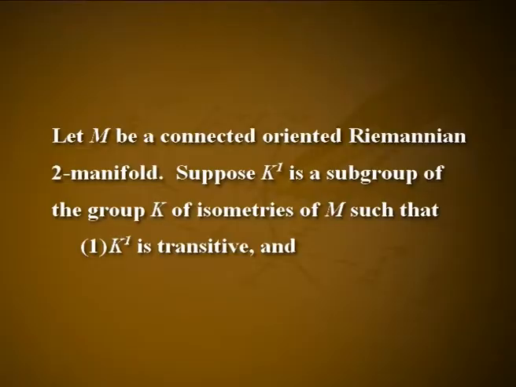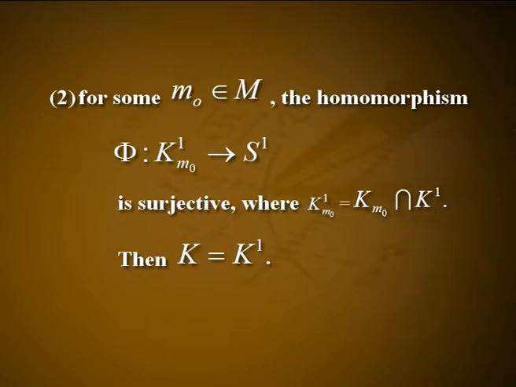Theorem 2. Let M be a connected oriented Riemannian 2-manifold. Suppose K1 is a subgroup of the group K of isometries of M such that, first, K1 is transitive, and second, for some m naught element of capital M, the homomorphism phi from K1 m naught to S1 is surjective, where K1 m naught is equal to K m naught intersection K1. Then K is equal to K1.